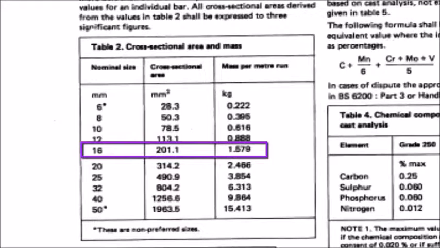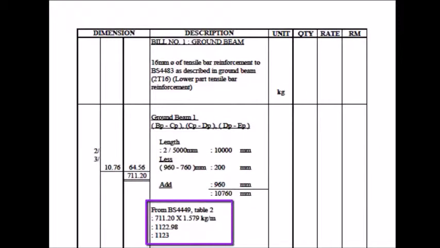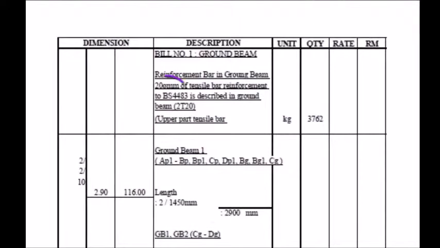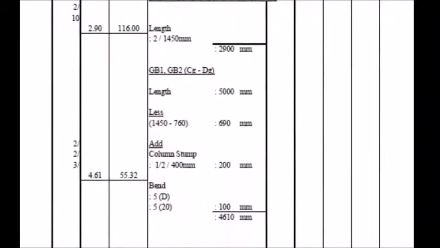So, here we can get the figure of 1.579 kilograms per meter and multiply with the grand total length of steel bar in order to obtain the total mass of the 16 mm steel bar used in this project. Now, the total mass we obtained is 1,123 kg. After that, let us move on to the calculation of the 20 mm diameter steel bar used in this project. Use the same steps of calculation as in the calculation of the 16 mm diameter steel bar.